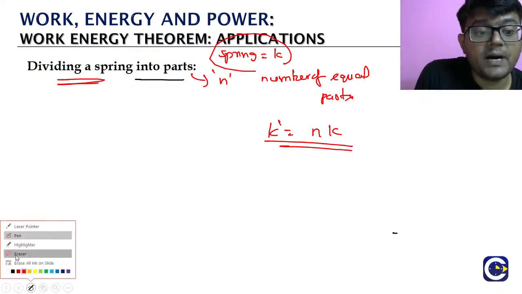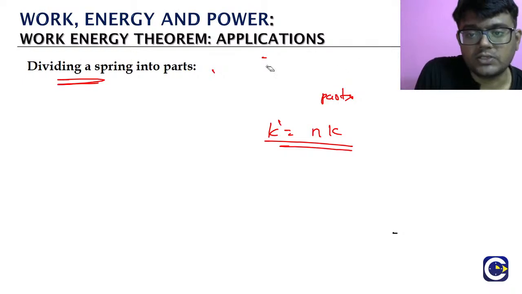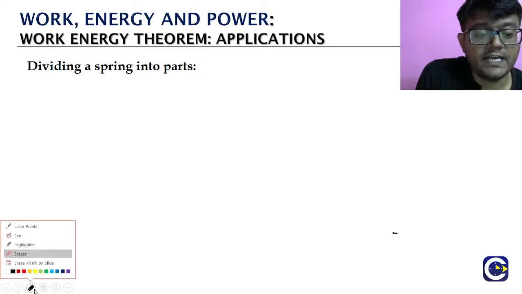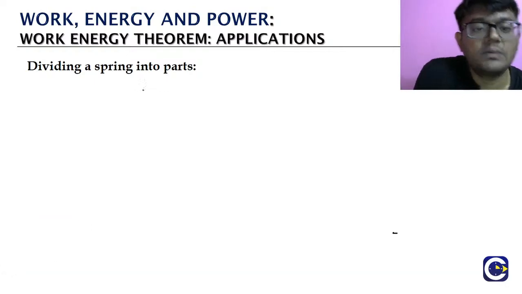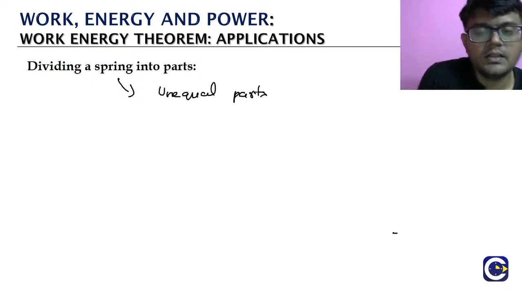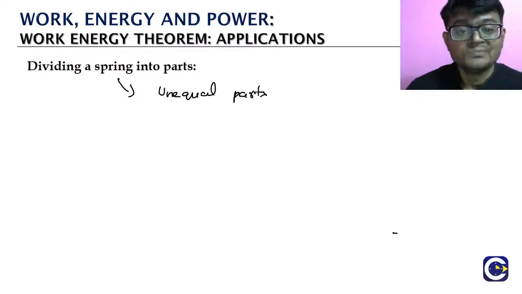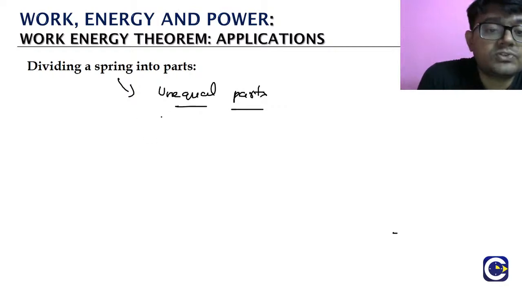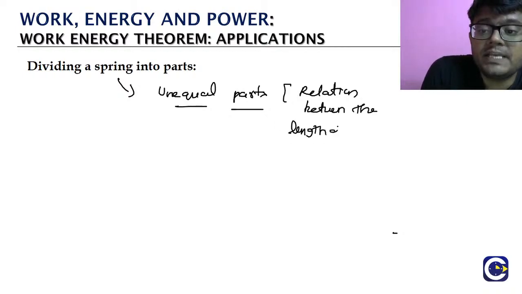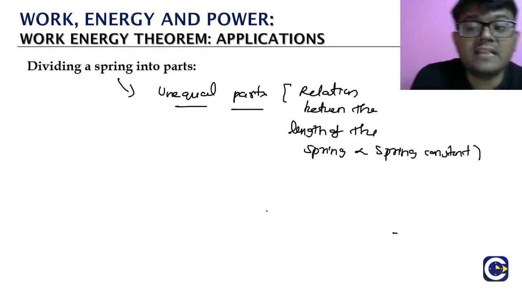Another thing is, we can divide the spring into unequal parts also. So if you are dividing a spring into unequal parts, the lengths will not be the same. Then we are going to use the relation between the length of the spring and the spring constant.